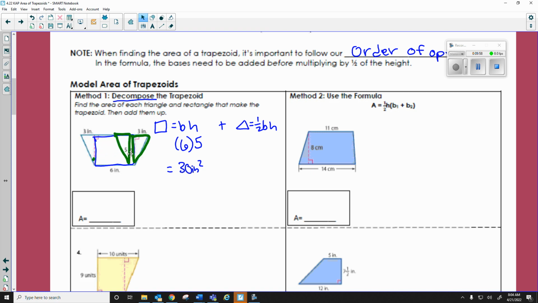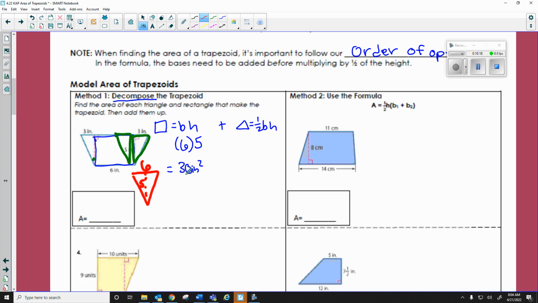I can move this one over and just make one large triangle. That's honestly what I'm going to do because I don't like to remember to multiply in the end or anything like that. I'm just going to calculate this as one big triangle. So if it's one big triangle with 3 on this side and 3 inches on this side, it's a total of 6 inches on the base.